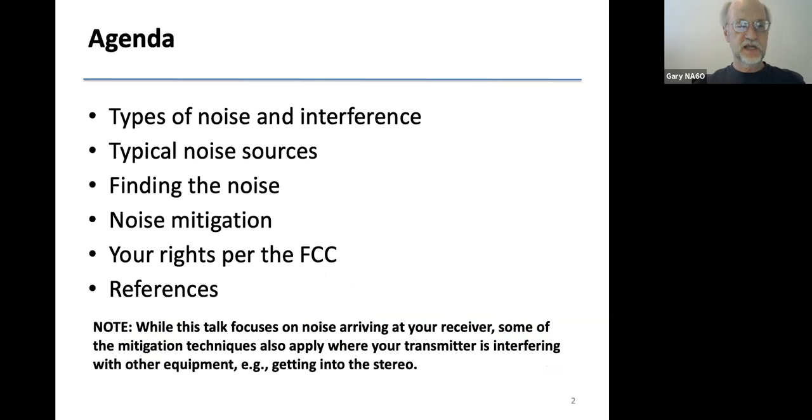So what we're going to talk about is types of noise and interference, typical noise sources, how to find the noise, how to mitigate it, what to do about it, and a brief discussion of what your rights are per the FCC, and then a bunch of references. Now, this is primarily devoted to fixing noise that arrives at your receiver, but many of the mitigation techniques also apply where your transmitter is causing some kind of interference, say with your neighbor's stereo.